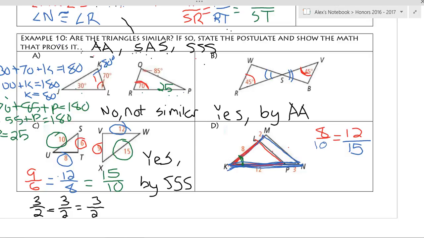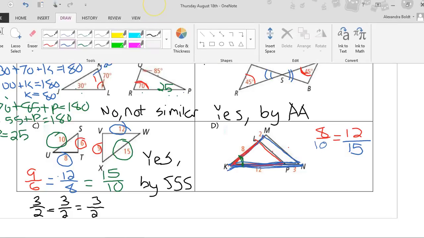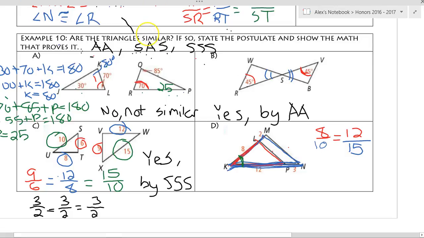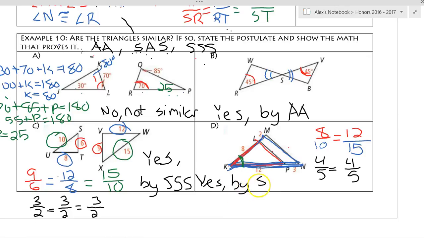So then, all I'm doing is checking if these are equal. 8 over 10 reduces to 4 over 5. 12 over 15 reduces to 4 over 5. So yes, these are equal, or these are similar, by, and this one's side, angle, side.